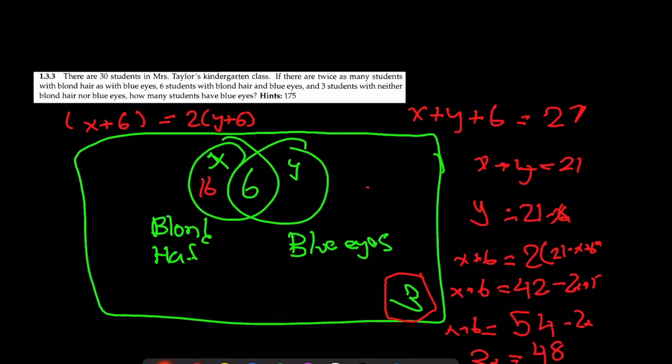Now we got that x plus 6 is equal to 2y plus 6, or we can do something simpler. This entire thing is 27, which means that there are 5, and that would be our answer. How many students have blue eyes? 11 students total have blue eyes.